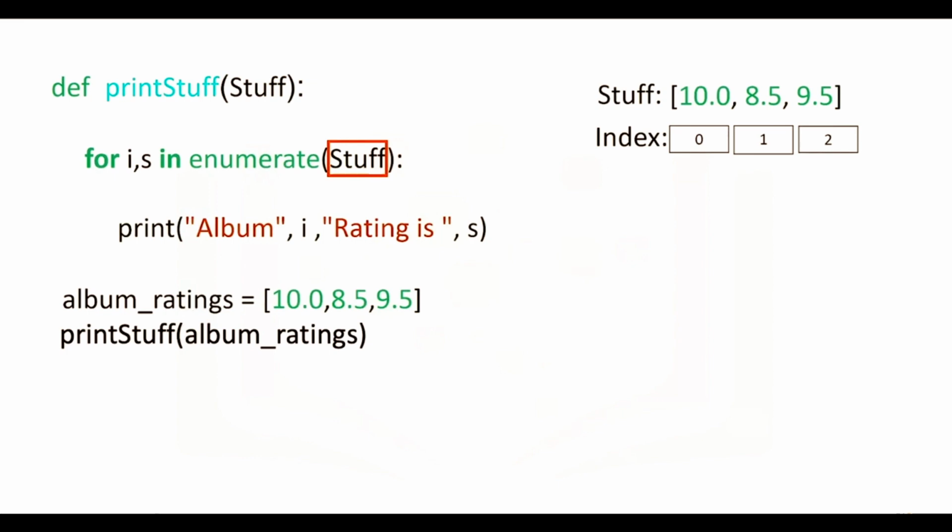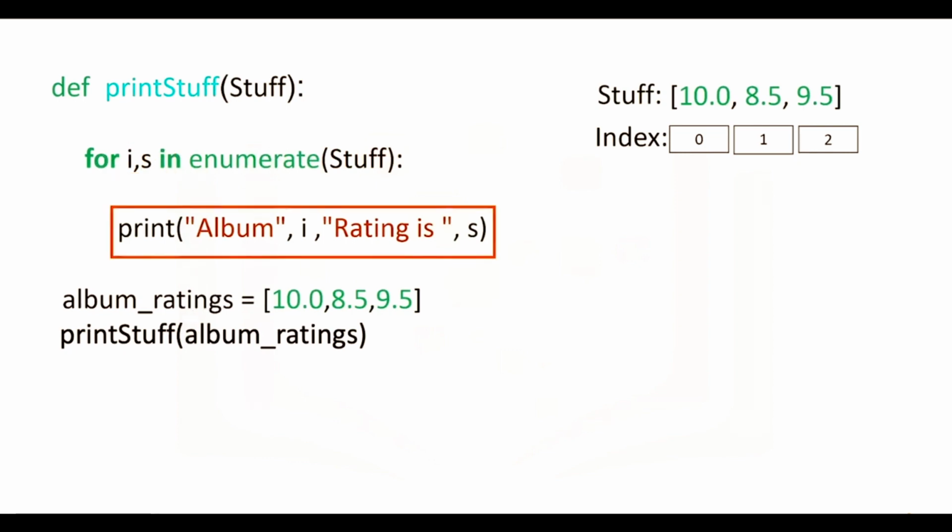Stuff is used as an input to the function enumerate. This operation will pass the index to i and the value in the list to s. The function would begin to iterate through the loop. The function will print the first index and the first value in the list.